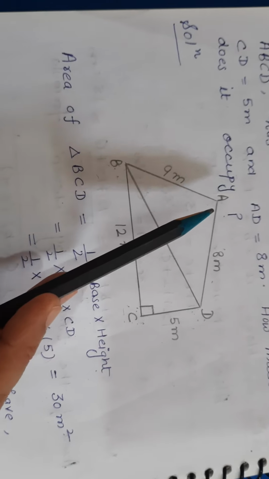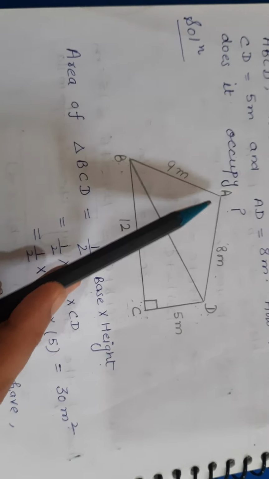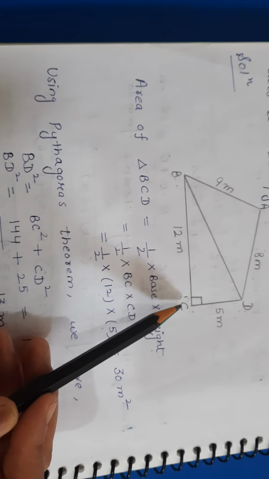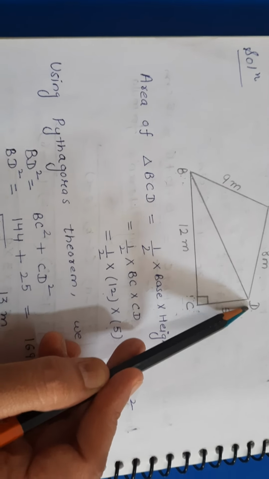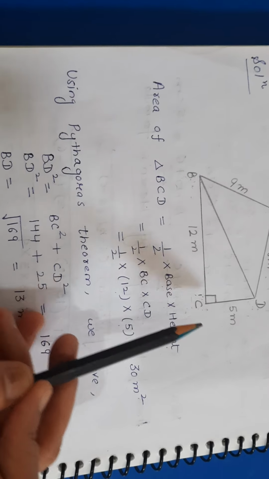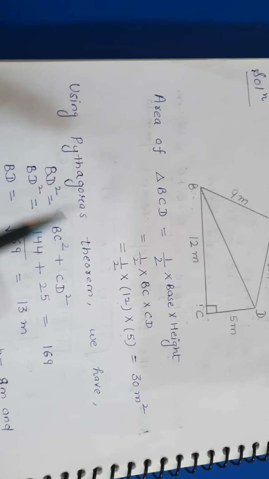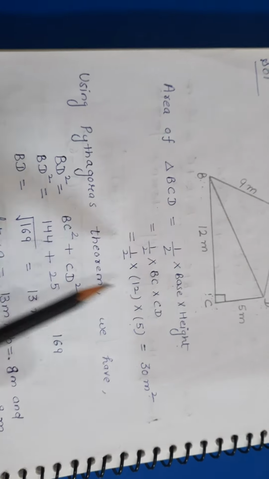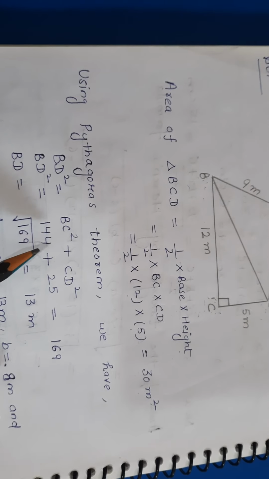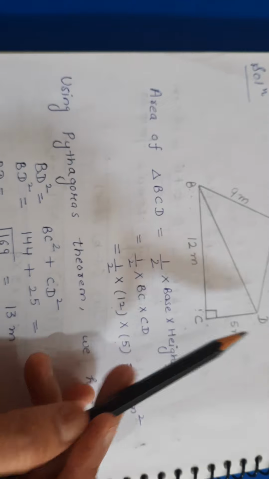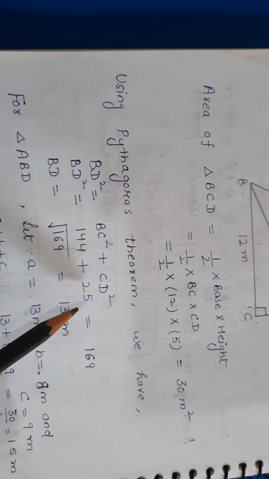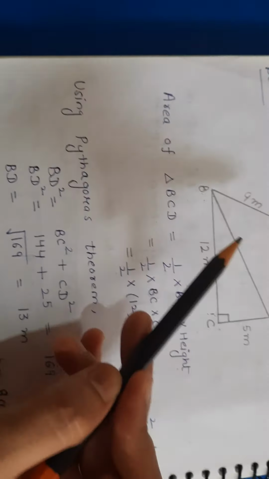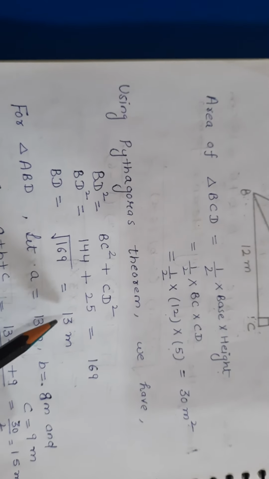Now you need to find the area of triangle ABD. Just look here. This triangle BCD is a right angle triangle, right? So if we use Pythagoras theorem, hypotenuse square, BD square is equal to BC square plus CD square. Now BC is given to be 12, so 12 square is 144 plus CD square. CD is 5, so 5 square is 25. This gives 169. So the diagonal BD is equal to 13 meter.